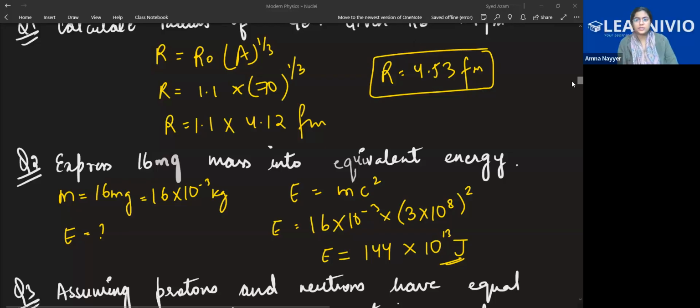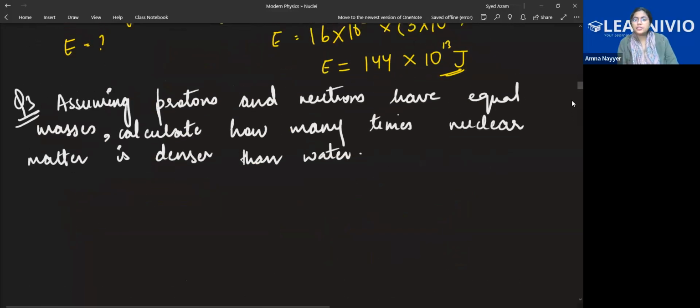Okay, class, the next question. This says that assuming protons and neutrons have equal masses, how many times the nuclear matter is denser than water? This basically means nuclear matter's density is there, water's density is there. So whatever is the density of the nucleus and whatever is the density of water, you have to compare that. And you have to see how much nuclear matter is denser than water. Means you have to take the ratio and see how much times it is.